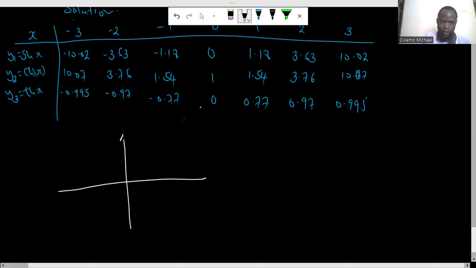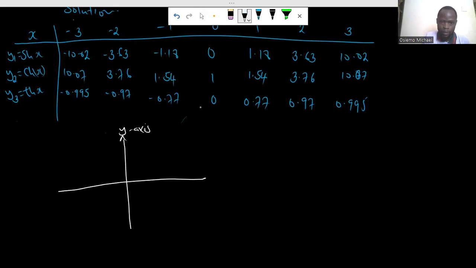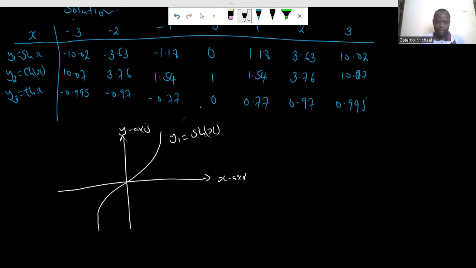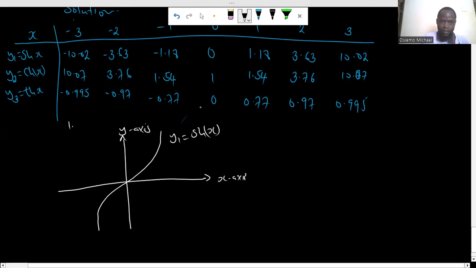That's the y-axis. It's the x-axis. So for the sine hyperbolic to look like this. This would be for y1, which is equal to sine hyperbolic of x. And that is number 1.